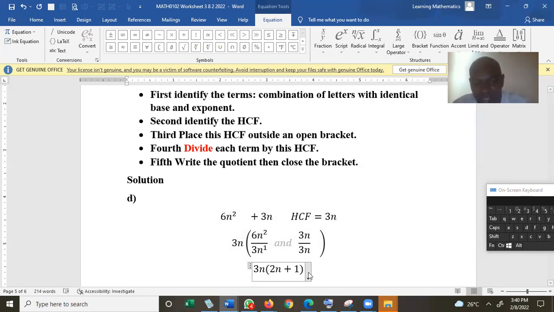If you want to multiply, expand to prove your answer, 3n by 2n will give us 6n squared, and 3n by 1 will give us 3n. So it's always a good idea to expand it back again to see if you get back what you started with, because factorization is the opposite of expansion. Factorization, you divide. Expansion, you multiply.